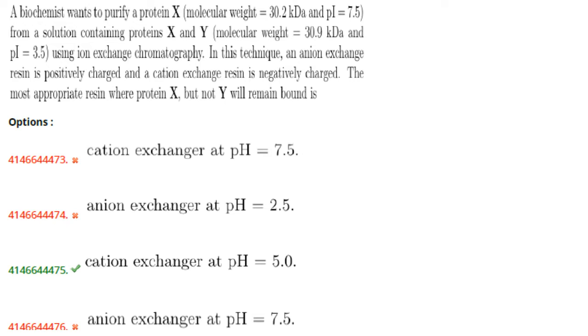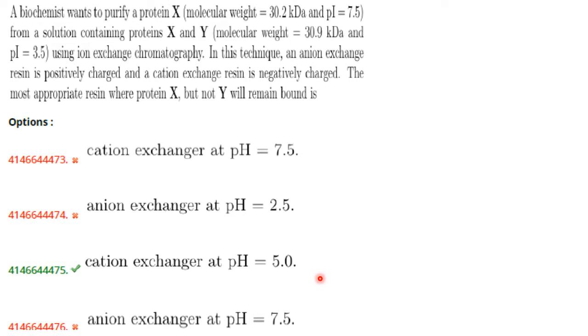Now they want to know where protein X will bind, not protein Y. So cation exchanger at pH 7.5. Protein X has a pI of 7.5. So at pH 7.5, the pH will be equal to pI and no net charge will be there. So it will not bind at all. So option 1 is not correct. Anion exchanger at pH 2.5. Here pH is less than pI, so the protein will be positively charged and it will bind to a cation exchanger and not an anion exchanger. So option 2 is also not correct.